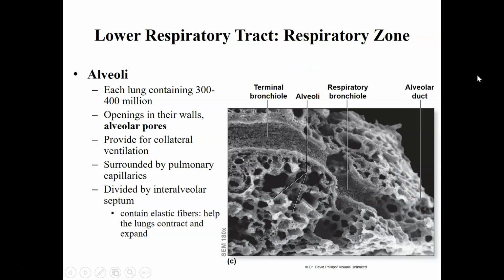The total number of alveoli is 300 to 400 million alveoli per lung. A huge number of alveoli present.